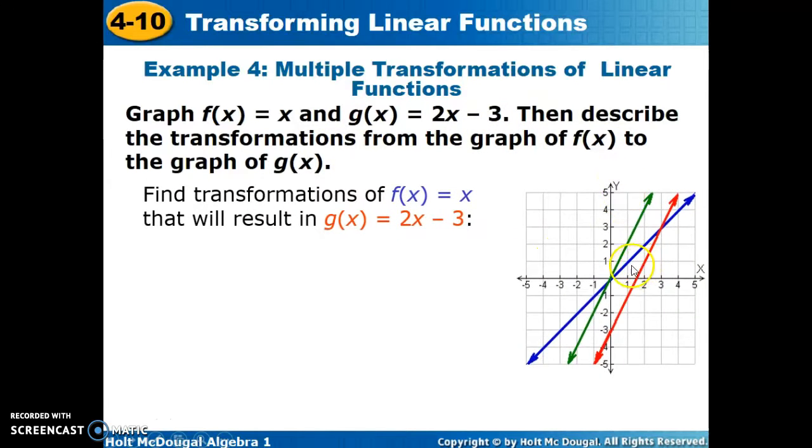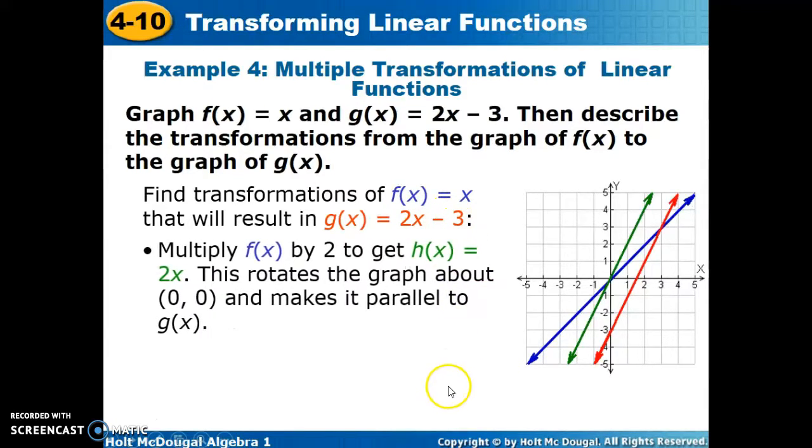When we see our graph f of x equals x, we're going to graph g of x, that's 2x minus 3. So we plot our y-intercept, and then we use our slope up 2 over 1, and we're going to compare it to the original function. Well, we can talk about two things here. Our slope has increased, and our y-intercept, we have slid down 3 units.